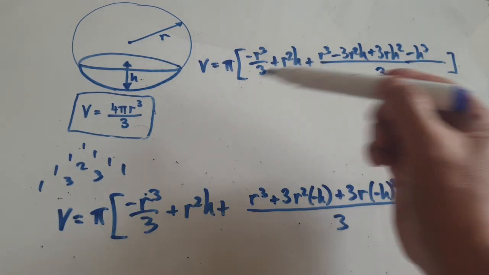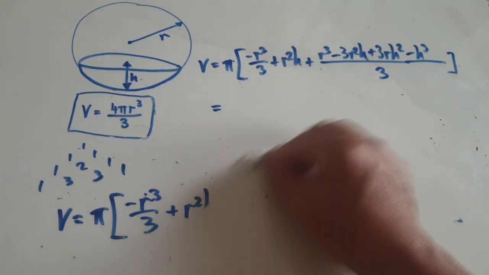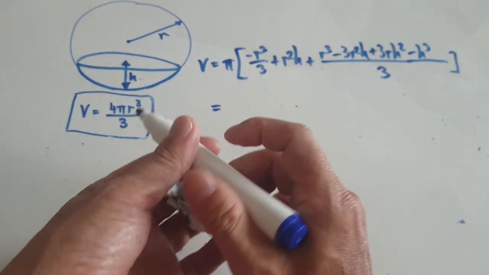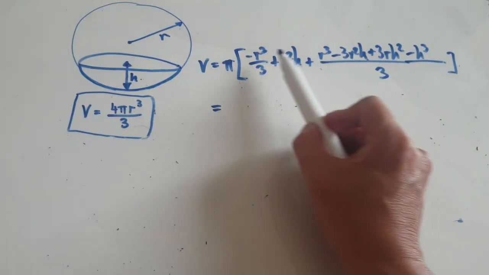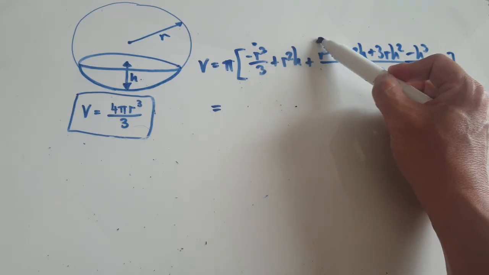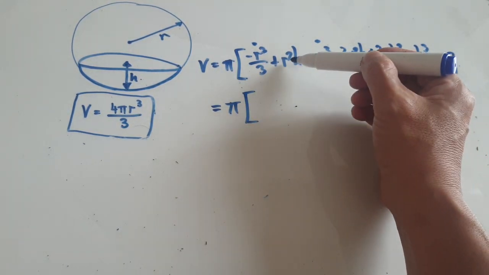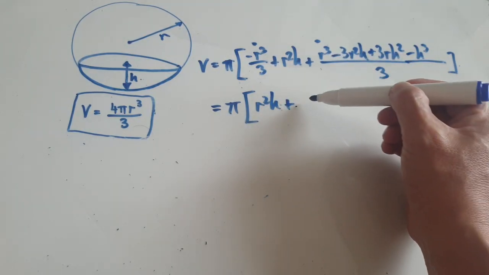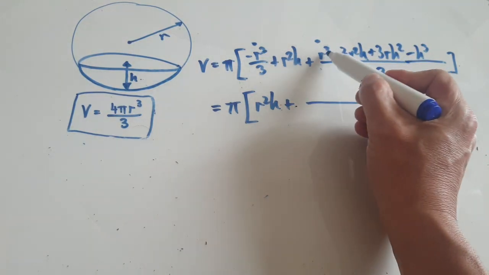And then now, hang on. Now merge these two together. Same denominator, same denominator. This would cancel out. This would cancel out with this. So that would then become r squared h, and then plus our complicated thing here over 3. These two would cancel each other out.